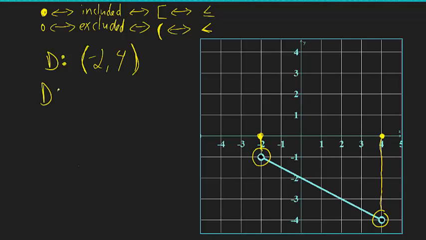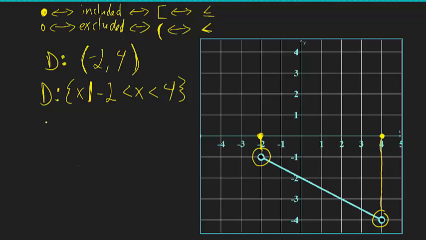So domain would be bracket. Domain deals with x. So x such that endpoint -2. We have a parentheses, so we'll be using a less than sign. Our variable less than again 4. And there you have it.